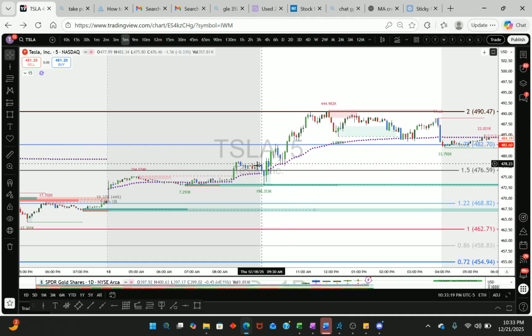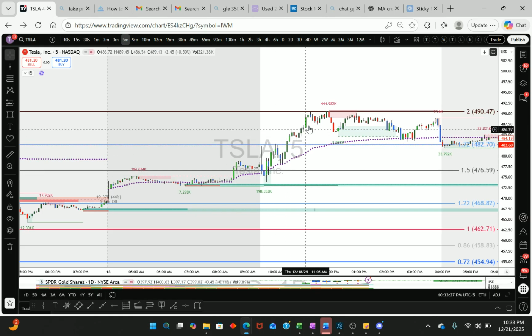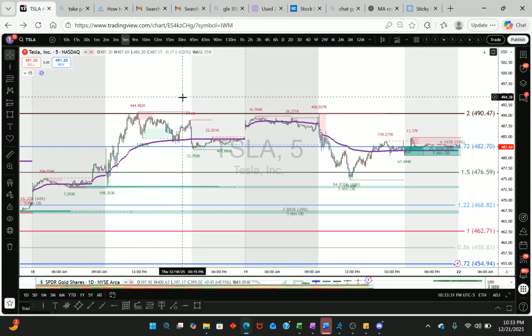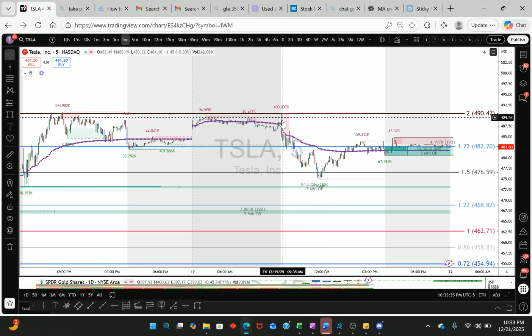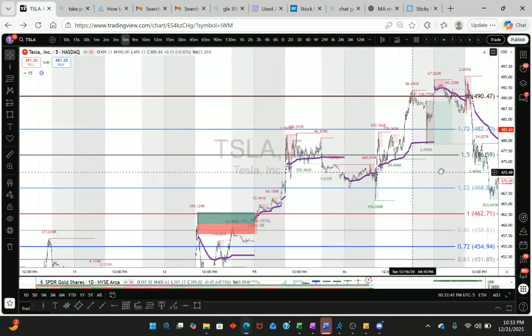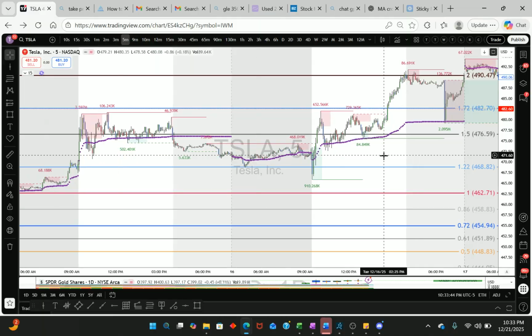So anyway, right here we see price came up at the 1.5, and that was pretty strong. It pushed through the 1.72, which is most likely going to go all the way to the 2, and it did. And then right here, it bounced off that 2 in the morning and came all the way down to the 1.5. So this is what we were dealing with this week, guys. I mean, the accuracy is nuts.